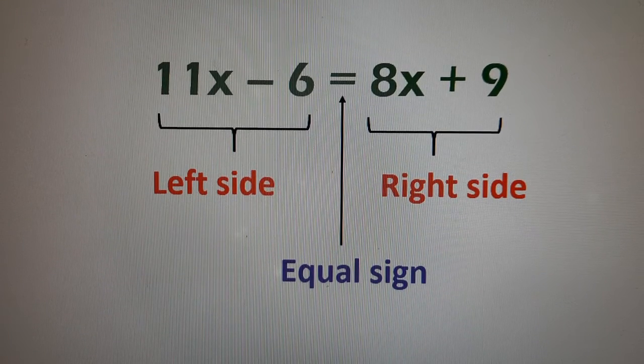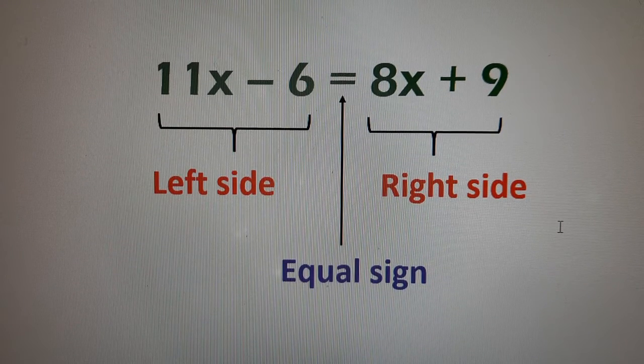First we identify the sides of the equation. The equal sign is in the middle of the equation. 8x plus 9 is on the right side and 11x minus 6 is on the left side. So this is a linear equation or simple equation with variables and numbers on both sides of the equation.